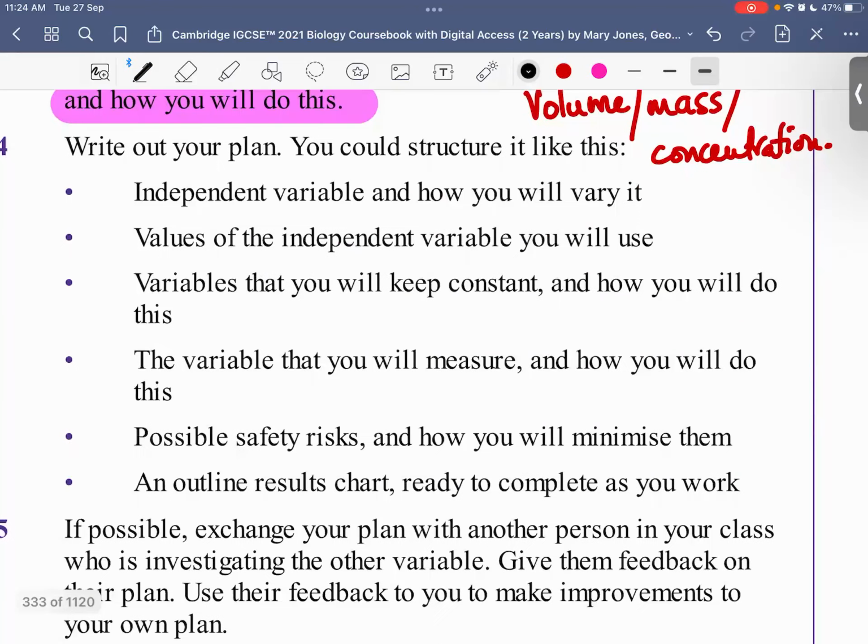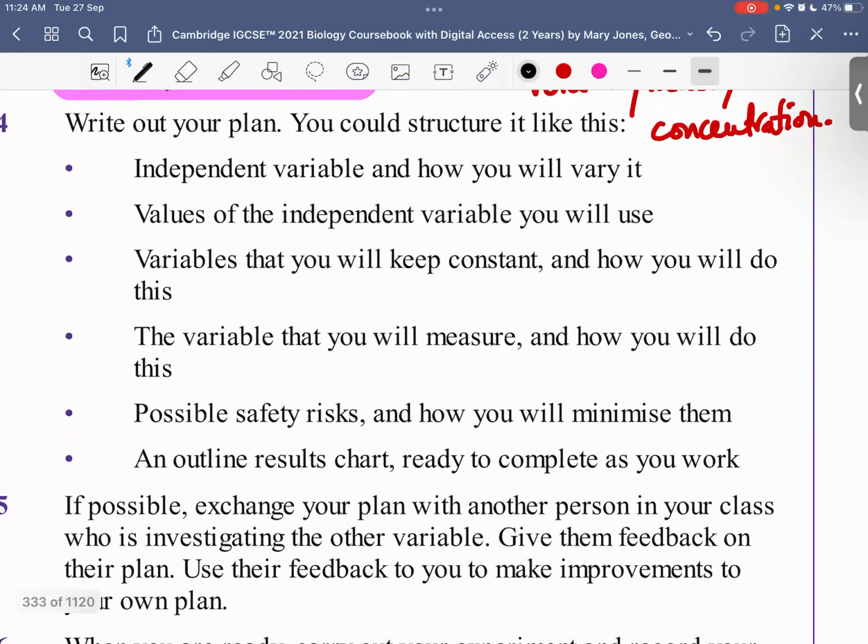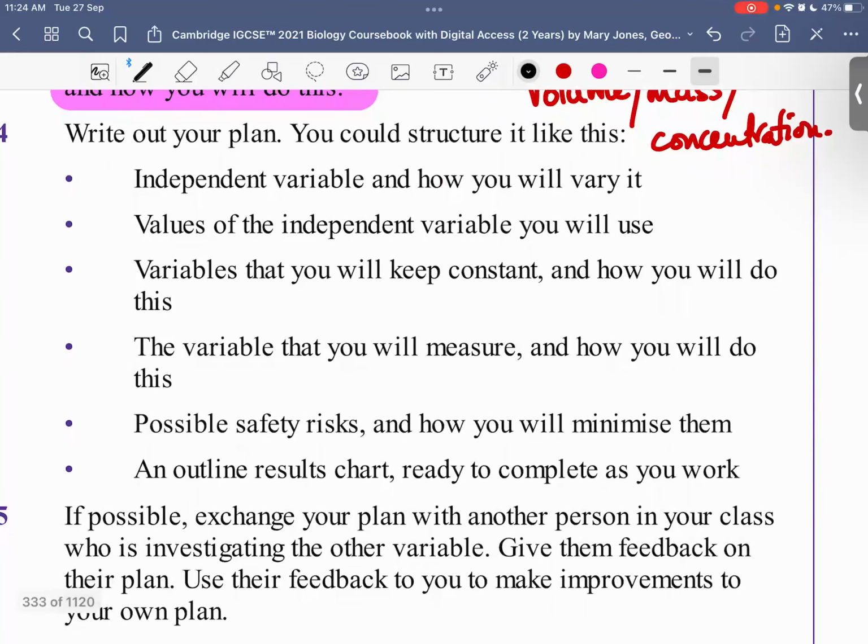Hamza, I hope you can hear me. That's clear. Acha, okay. Now writing out your plan. Of course, this is your plan, and you could structure your plan like this: that you will first of all decide what your independent variable is, and then you will decide how to vary it. Then you will write down the values of the independent variable you will use. Let's say I have decided 5 temperatures: 0, 10, 20, 30, 40, right? Then you will also note down all the variables that you will keep constant. How are you going to make sure you're going to do that?